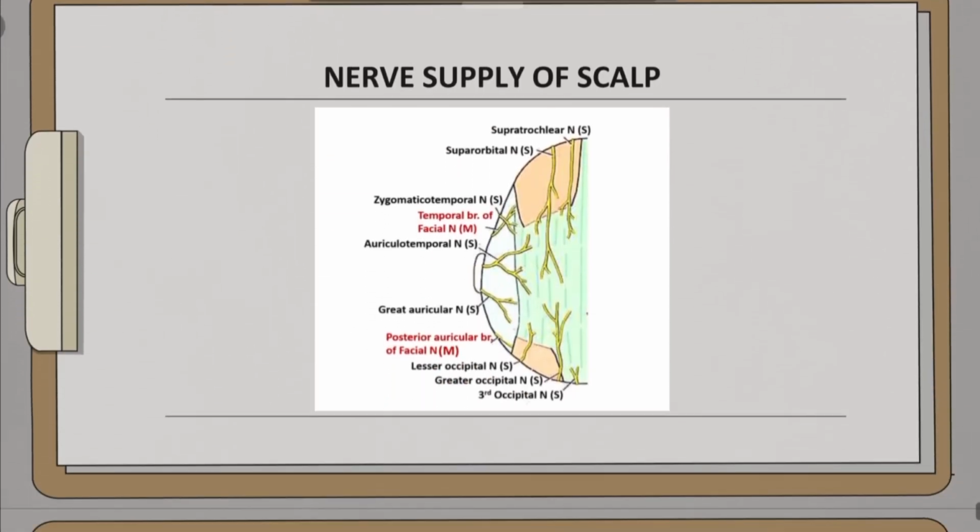Whereas the motor nerve supply of the scalp is only two. One is the temporal branch of the facial nerve, that is the seventh cranial nerve, and another is the posterior auricular branch of the facial nerve. The temporal branch of the facial nerve supplies the frontalis muscle. So it acts as a motor supply to the frontalis muscle. When it contracts, you can see there is wrinkling, and also you can raise the eyebrow. Whereas in the occipitalis muscle, if there is a contraction in this muscle, the scalp retracts backward.